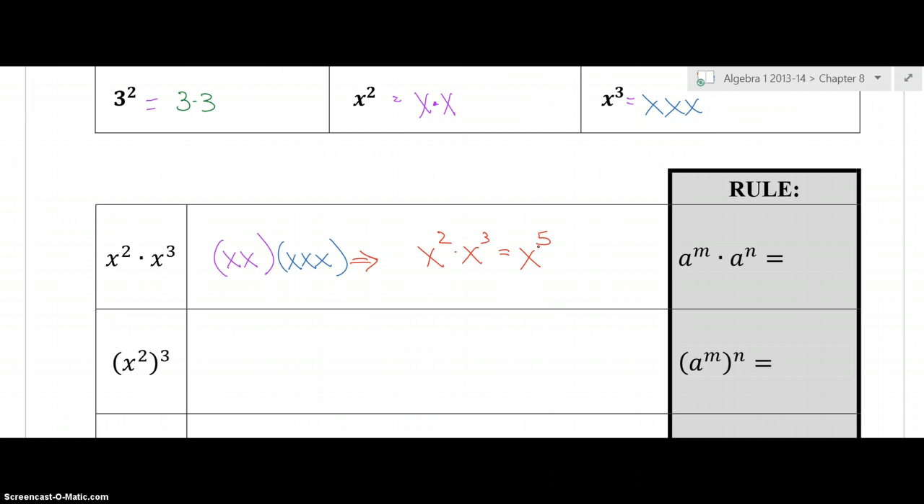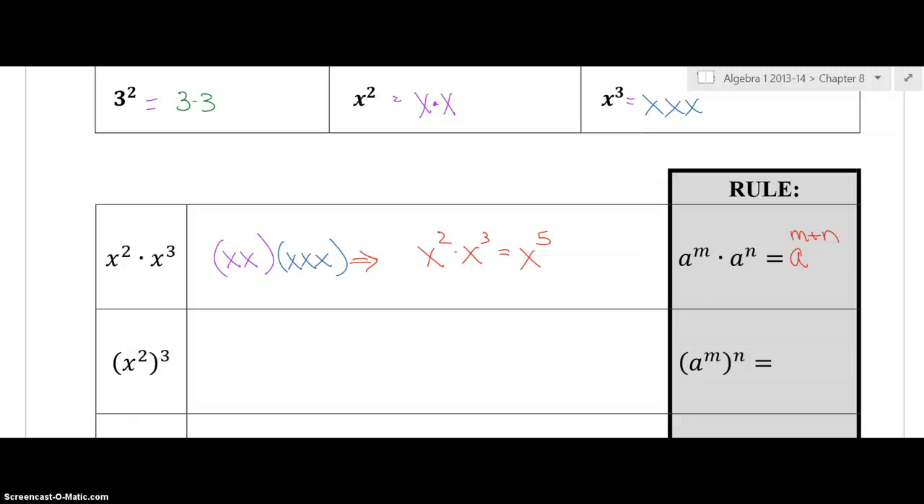So what can you say as a rule we would do with the exponents? We added them, right? So a to the m times a to the n would be a to the m plus n. So if you have 2 bases that are the same, then you can add the exponents.